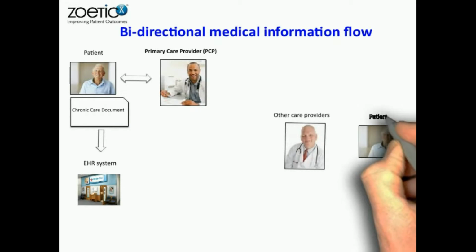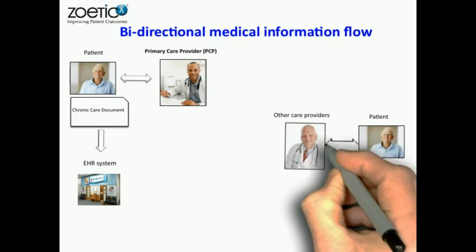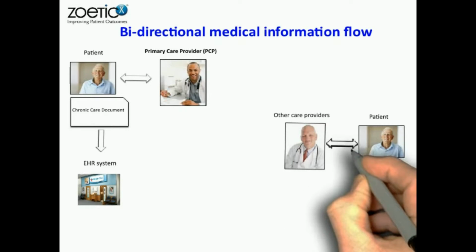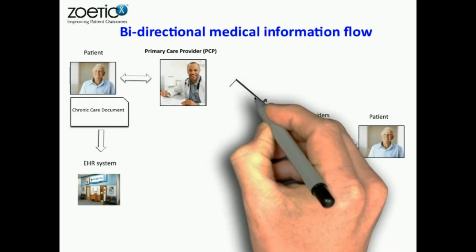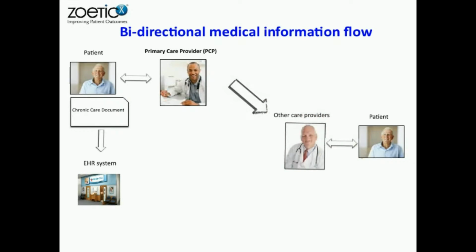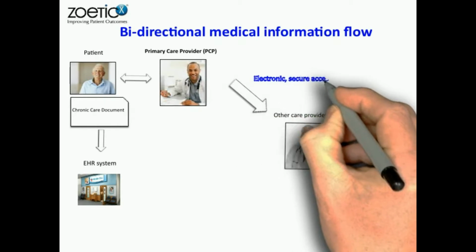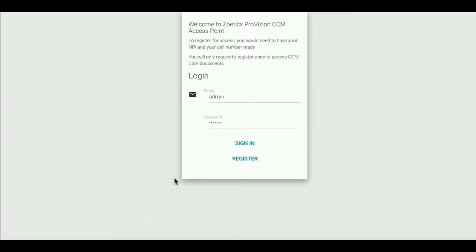CMS requires 7x24 access to the CCM care plans. How would Zotic Provision CCM provide such capability? Through electronic format, without requiring human interventions such as a call center, in a secure manner with patient consent, and with no additional training or hardware needed for any other care provider.